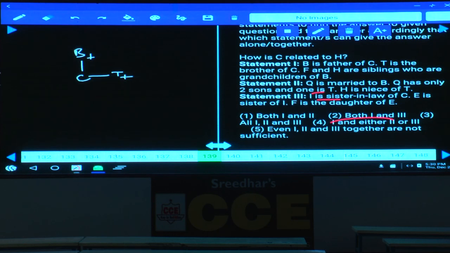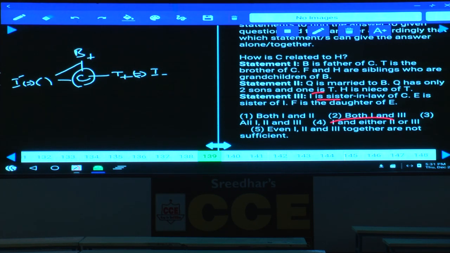What are those two sister-in-law possibilities? I is the sister-in-law of C. Either this person could be the wife of T, or, how many children B has is not known. If B has one more child, then that child's wife can also be I. Or at the same time, C's spouse's sister can also be I. Hence we have n number of possibilities in this one.